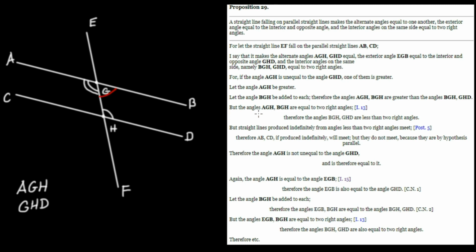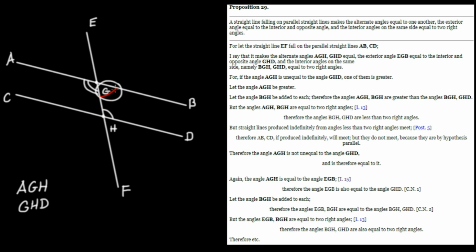As he says, the angles AGH and BGH are equal to two right angles by proposition 13. Notice we have the straight line coming across here, EF, and these two are adjacent angles, and together they must be two right angles. And it follows from this that, since AGH and BGH are together two right angles, and recall that GHD was less than AGH, it follows that BGH, this angle here, and GHD are together less than two right angles.